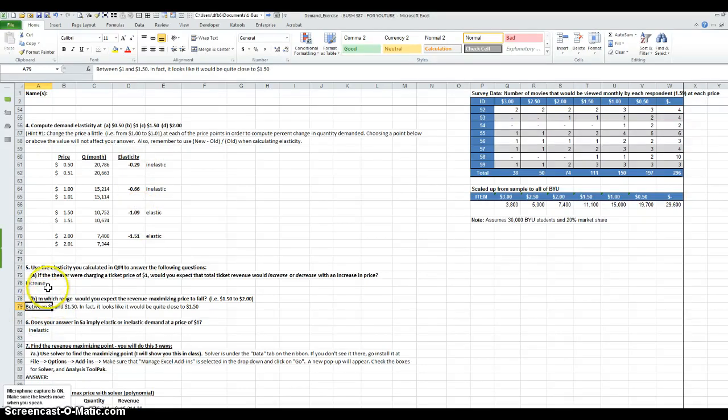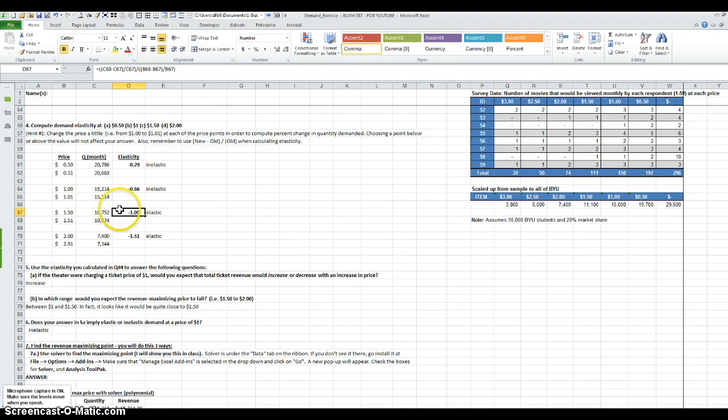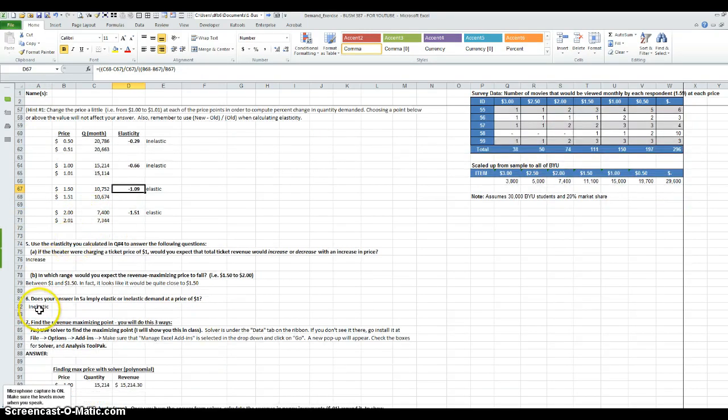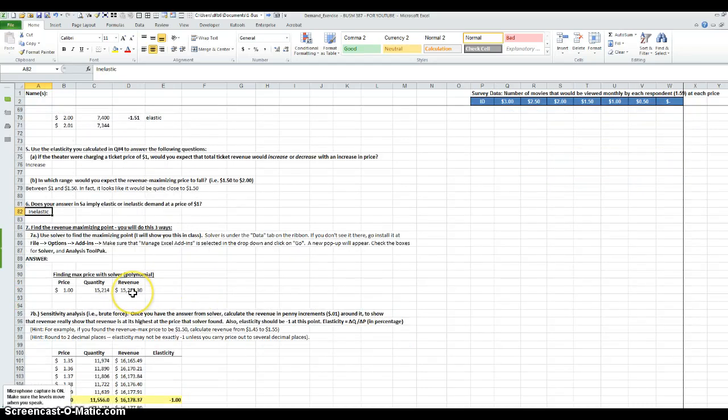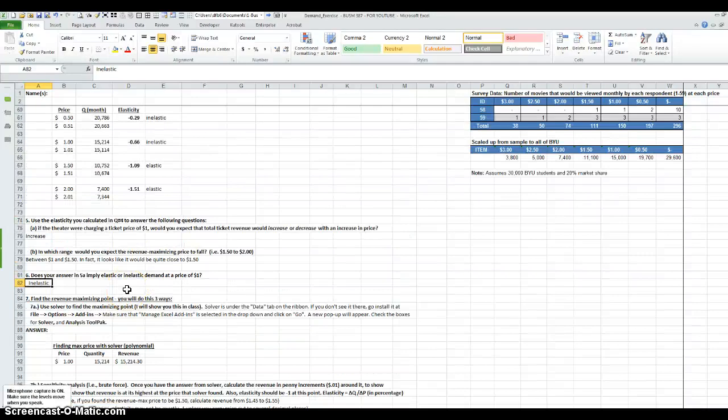And in fact, I just put down here, in this particular case, it looks like it'll be fairly close to $1.50, just because the elasticity is so close to 1 there. So this implies that the price is inelastic at $1. So to use Solver, we're going to find this point, the revenue maximizing price, three different ways.